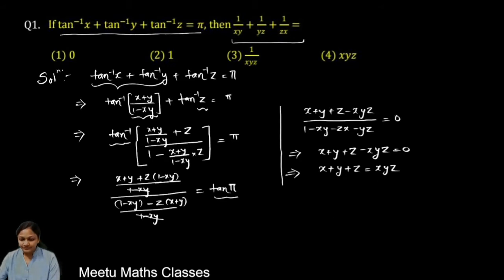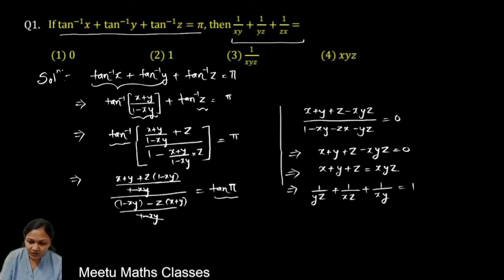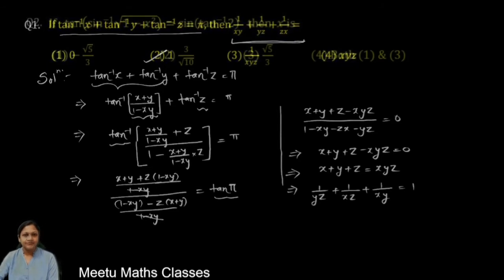And now if we divide both sides by xyz, we will get x upon xyz will give you 1 upon yz, y upon xyz will give you 1 upon xz, z upon xyz will give you 1 upon xy, and xyz upon xyz will give you 1. So the value of the required expression is equal to 1. So your option 2 is correct.